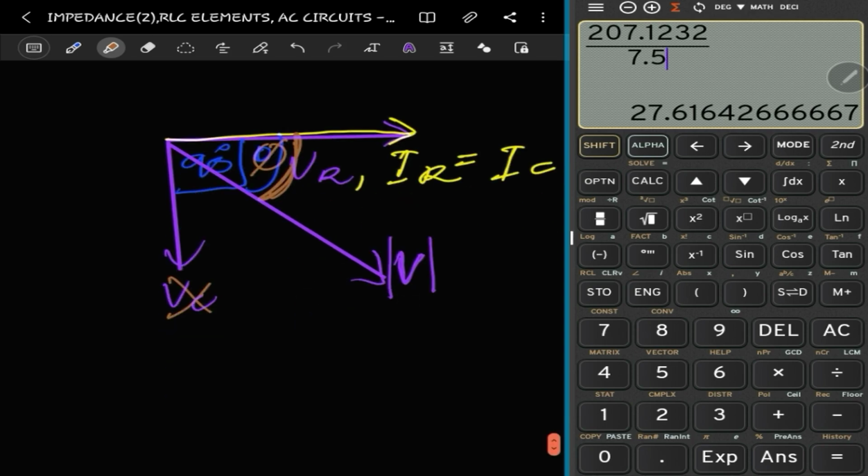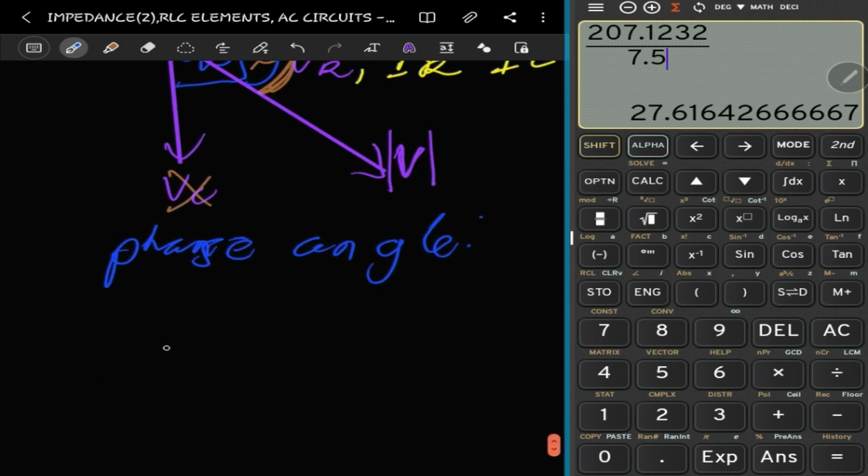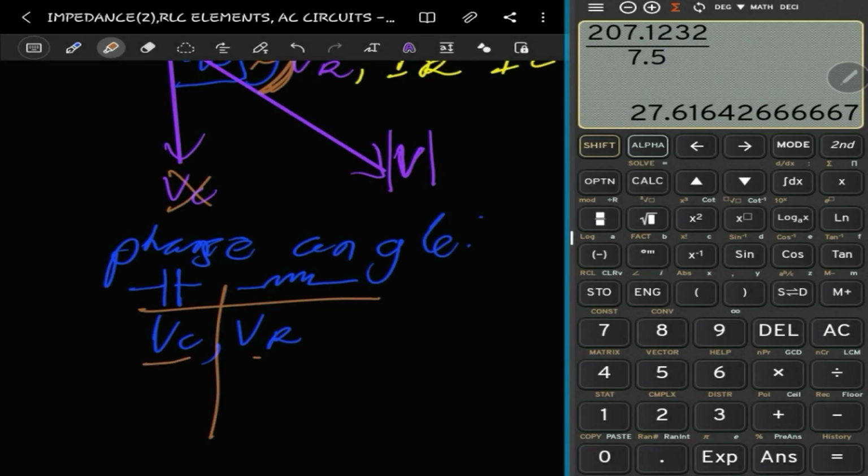Now to do that, we need two things. There are a lot of ways to find this. When we are trying to find this phase angle, we either use VC and VR, or we use R and XC. This capacitor here, and this is for the resistor. Any of them will work, but we'll try both of them.